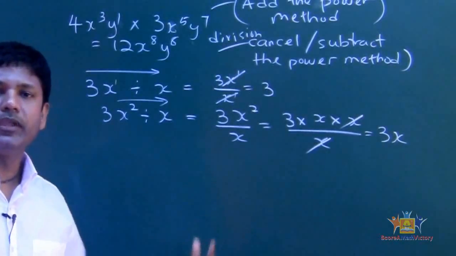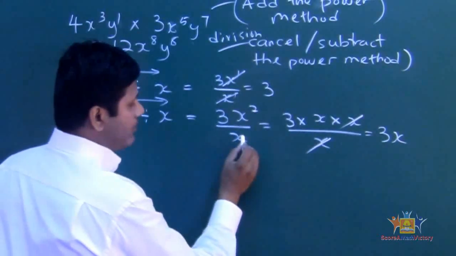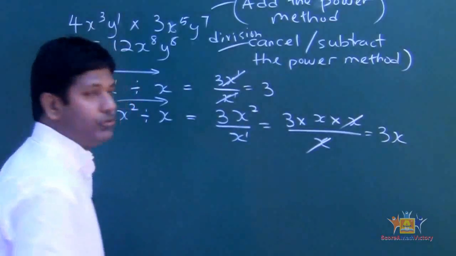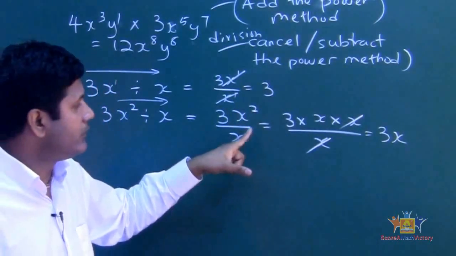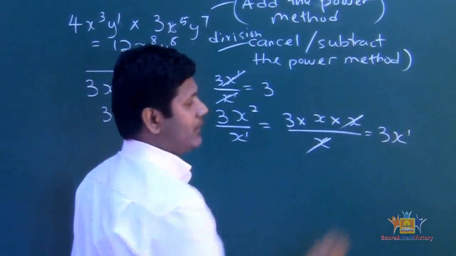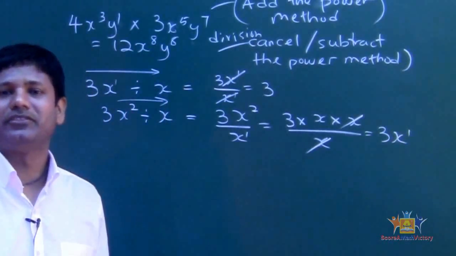But there's another way of doing it. What is the number here? 1. And what's the number there? 2. They both are x. 2 minus 1 is 1. See that? You put it as a 1. 3x.